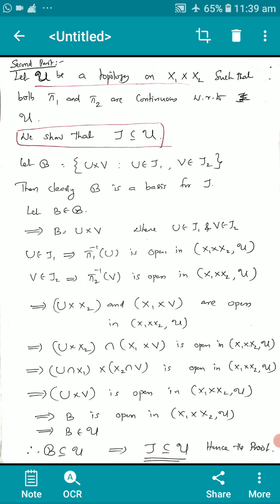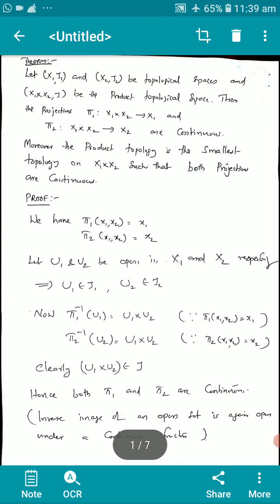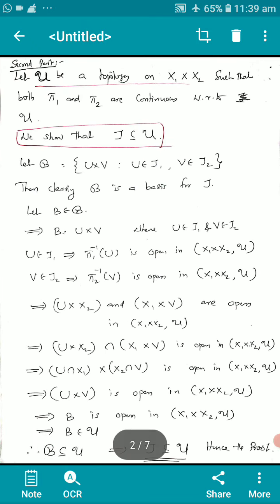Then coming to the second part, the product topology is the smallest topology on x1 cross x2 such that both the projections are continuous, and that's what is discussed here. Second part, you take U as a topology on x1 cross x2 such that both pi1 and pi2 are continuous with respect to U. We show that tau is a subset of or equal to U. That is, this is the smallest topology. It is contained in that one. The finer and coarser relation we have studied earlier. Similarly, it is enough for us to prove that tau is a subset of or equal to U.